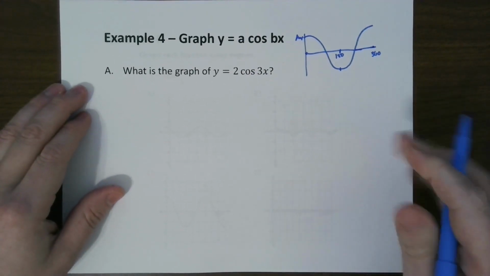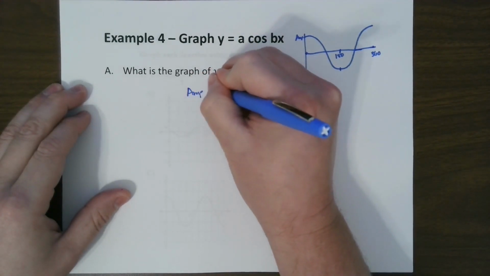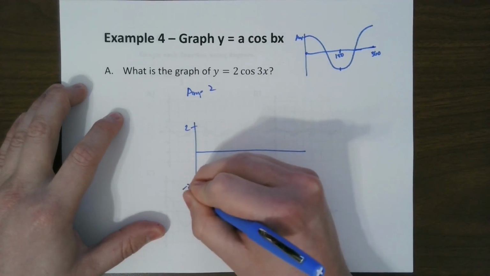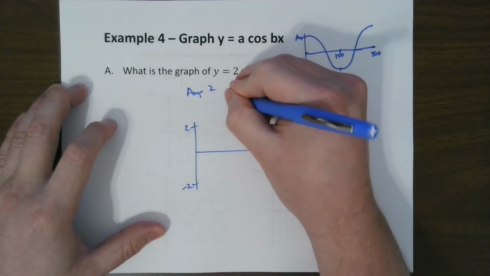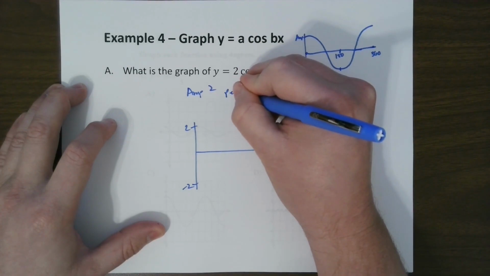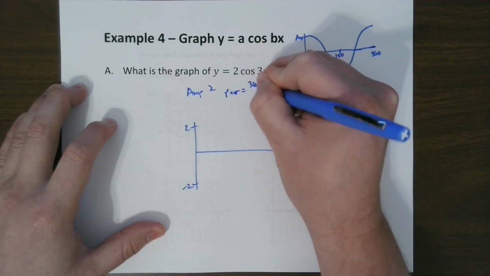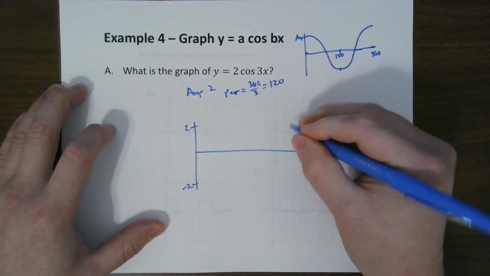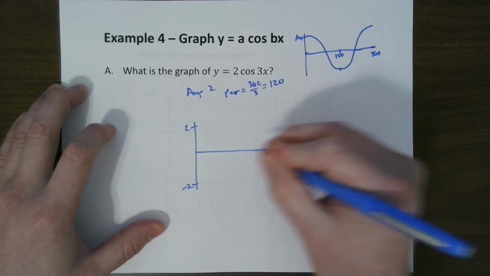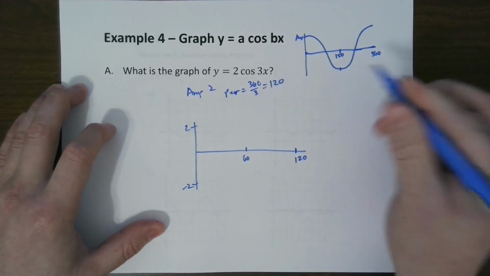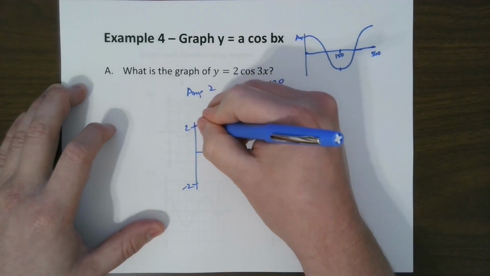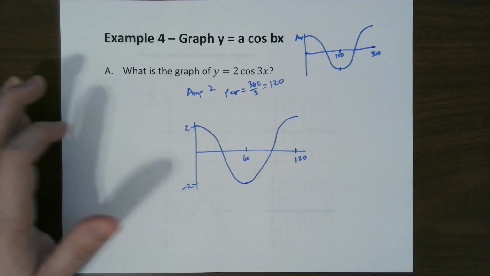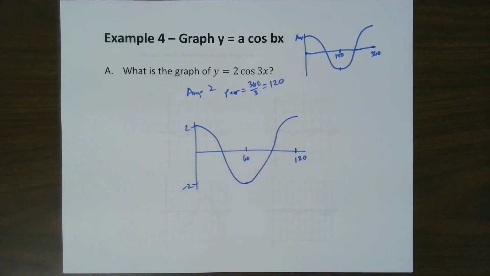So for cosine, the amp here is 2. So we know right off the bat our graph is going to be 2 and -2. Our period is going to be 360 divided by 3, which is 120. So we know it's going to end at 120. The halfway mark is 60. Since it's cosine, we're going to start high, go low, and go back up. And that's your sketch of cosine.